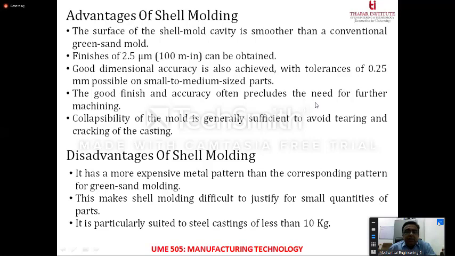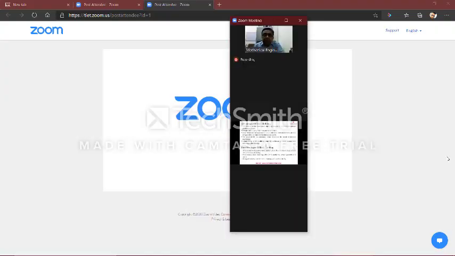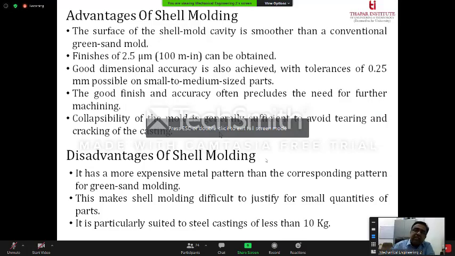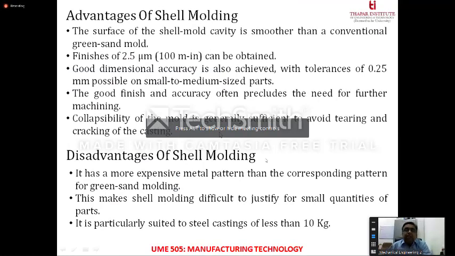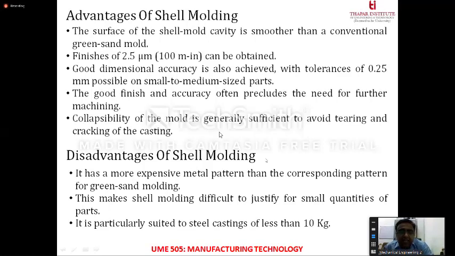The surface finish and accuracy basically eliminate any requirement for further machining, and the collapsibility of the mold is sufficient to avoid any tearing or cracking during the casting process. So surface defects as well as surface roughness are actually eliminated in this process. But the problem is this process is more expensive, because it requires a metallic pattern first of all, and secondly the process is done in a far greater number of steps and requires a metallic pattern as well as a molding box which has to be metallic in nature. So if you are making a casting in small quantities, it is very difficult to justify that.